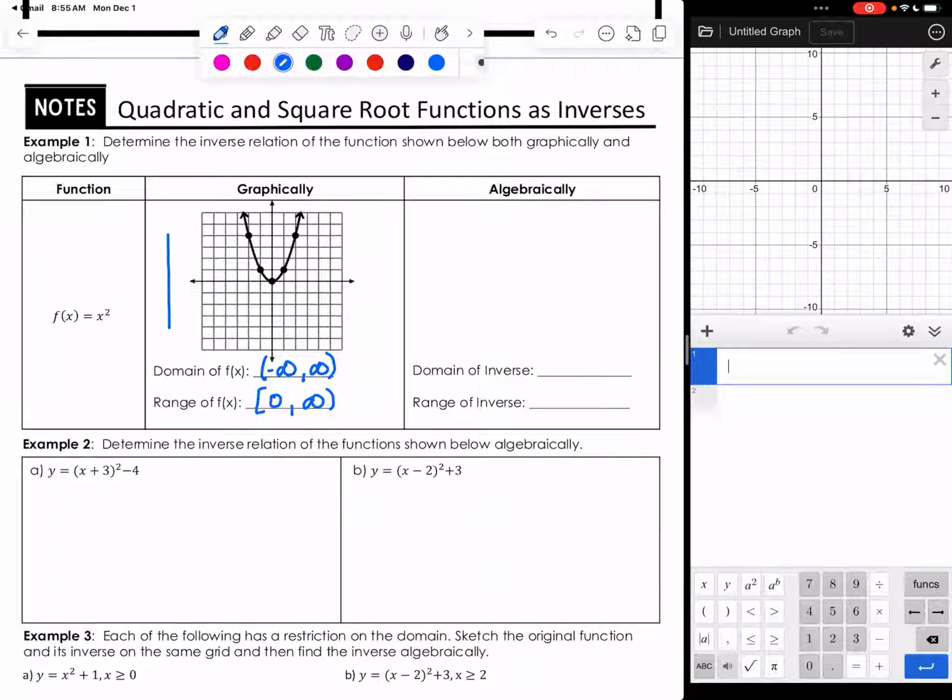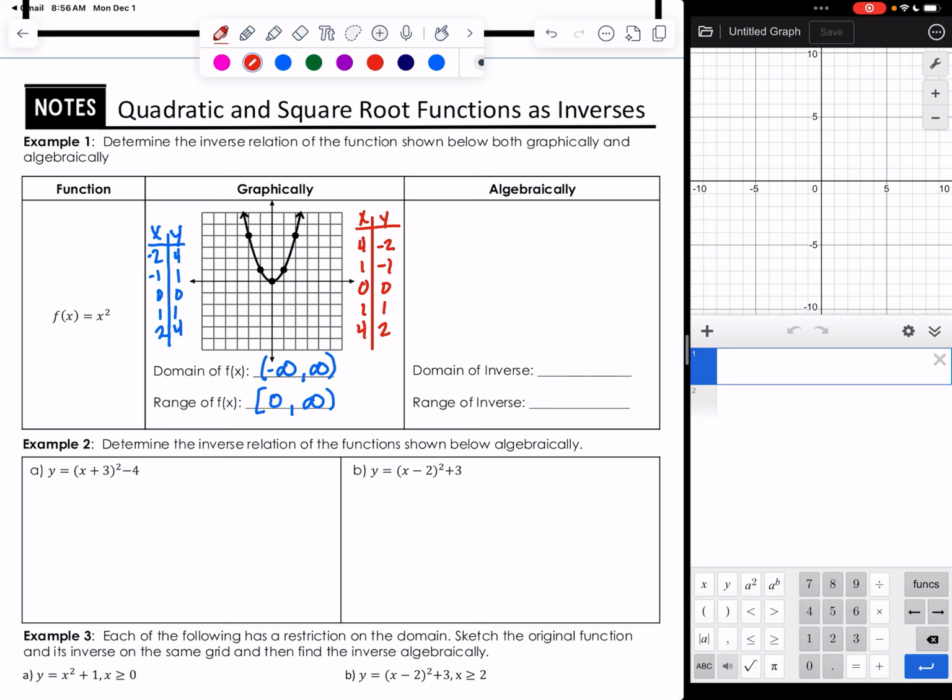So, for example, on our original quadratic parent function, if we were to make a table for the existing points, we would have negative 2, positive 4, negative 1, positive 1, 0, 0, 1, 1, and 2, 4. To get the inverse function, we would simply switch the x and y. So this would become 4, negative 2, 1, negative 1, 0, 0, 1, 1, and 4, 2.